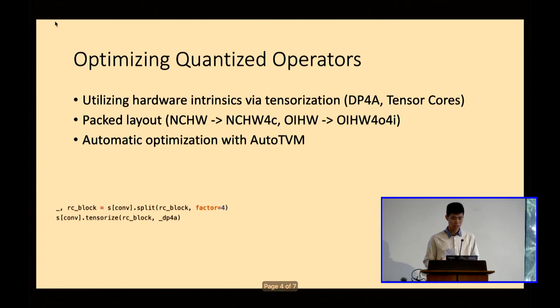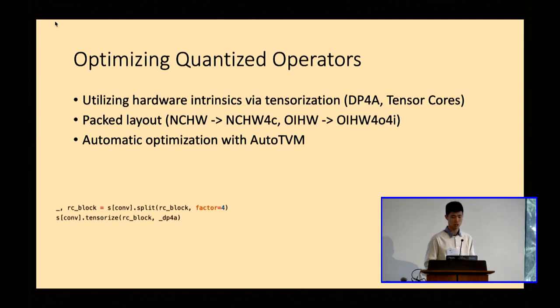We declare the intrinsic as a tensor intrinsic, and then in the schedule we only need a few lines of code to replace the original loop body with the intrinsic one. So this is the example of convolution.